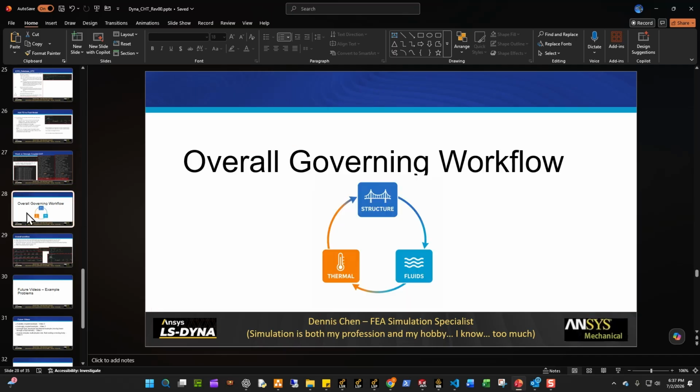Okay, so let's look at the overall governing workflow for a thermal fluid CHT problem. In a lot of ways, if you can do fluid structural interaction, you can do conjugate heat transfer. You can also do a thermal structure analysis, because these three are really just tied together.